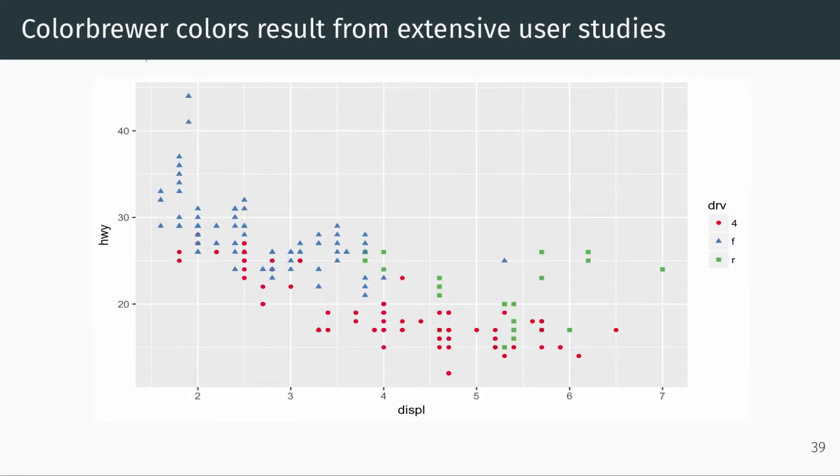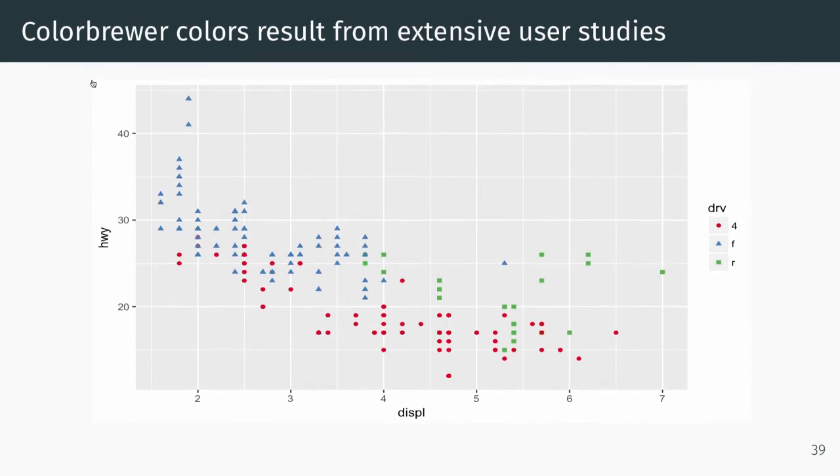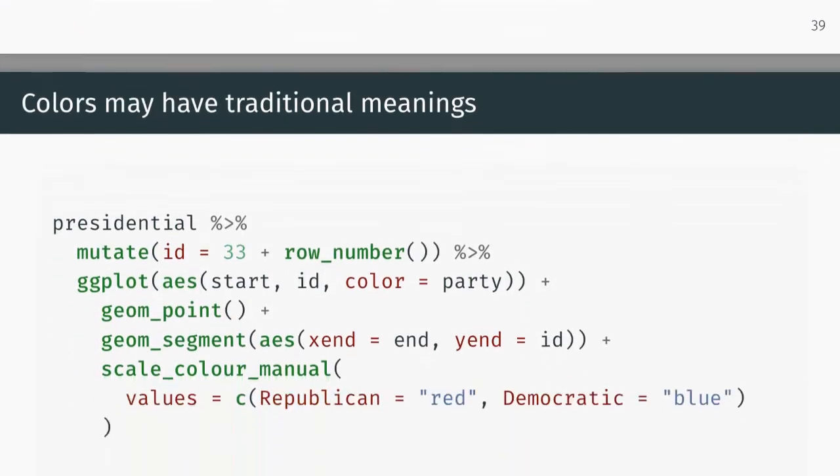And the color brewer colors result from extensive user studies. So you can just Google this color brewer, and there's actually an interactive tool on the color brewer website that tells you which color brewer palettes work better for different data situations. And so for discrete data, it's often a good idea to use color brewer instead of whatever the default is, because we know how people perceive these colors from these extensive user studies.